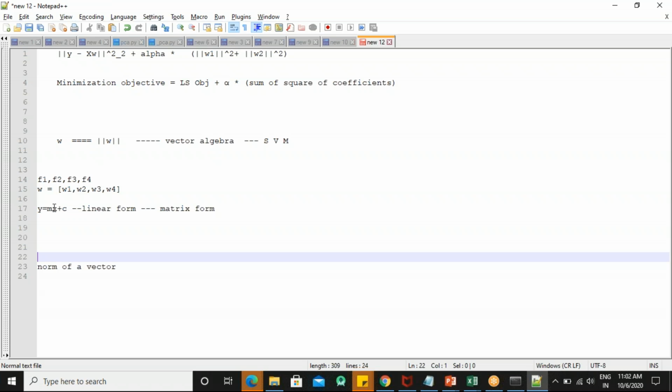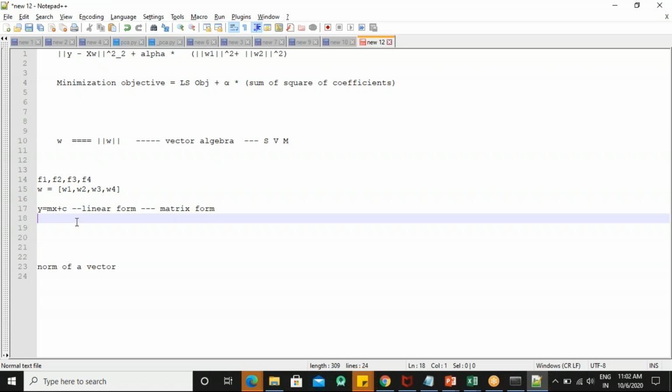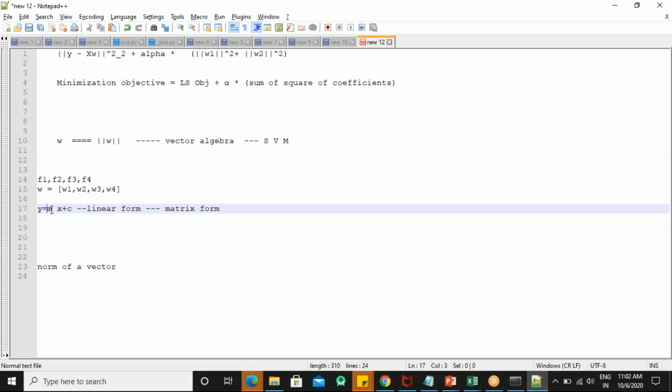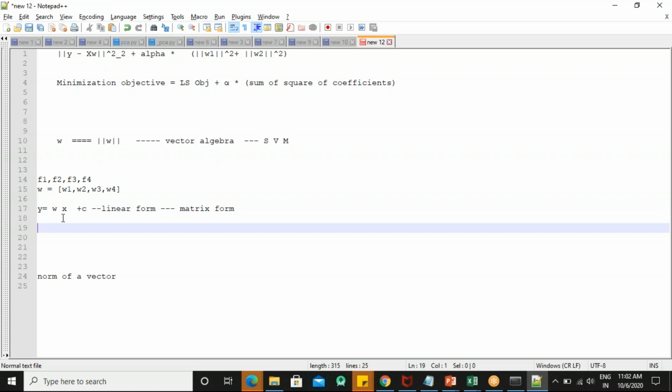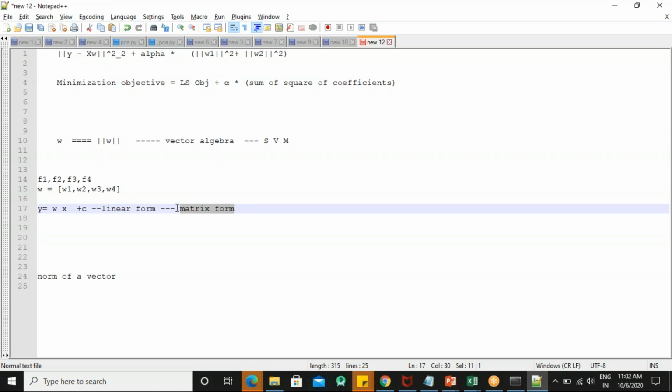So when we convert our linear equations into matrix form, you actually get two matrices. If you look at this, one matrix for the weights or the slopes, and one matrix for the feature values, and ultimately you multiply those two vectors or matrices. So most of the linear equations can be converted into the matrix form.